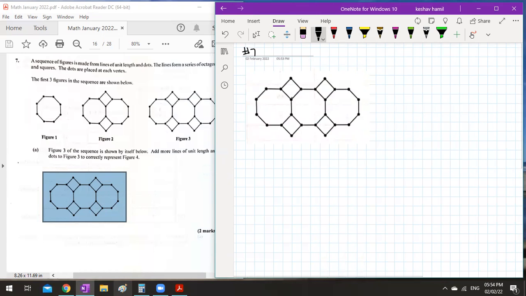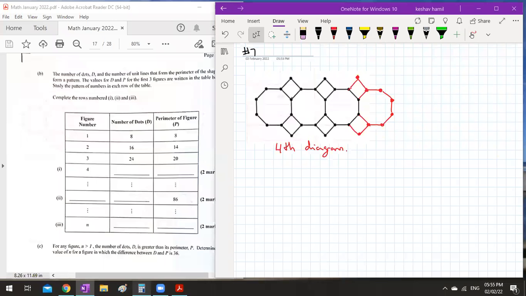Right. So we have a dot there to draw a line. Draw a line. Should be drawing another column. And when you're given a question like this, just try your best to draw it the same size. So this way, this way, this way. Right, so this should be the 4th diagram. So that's part A.